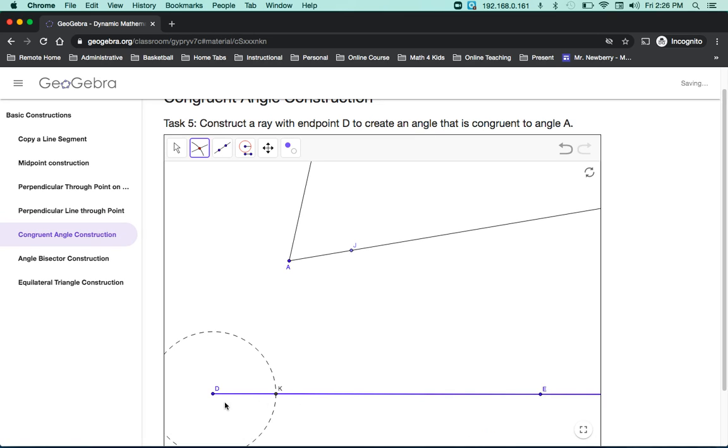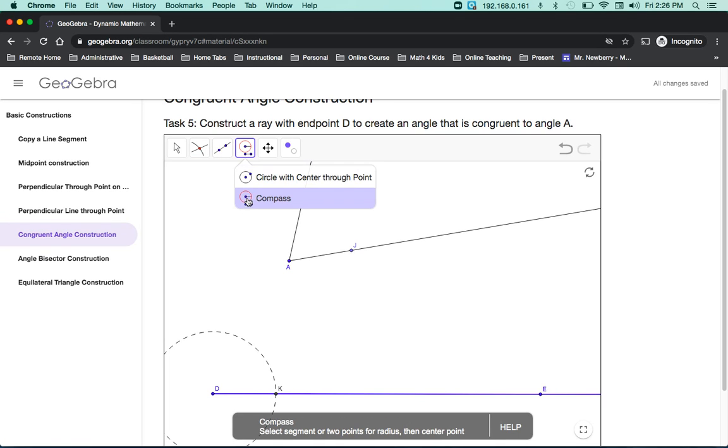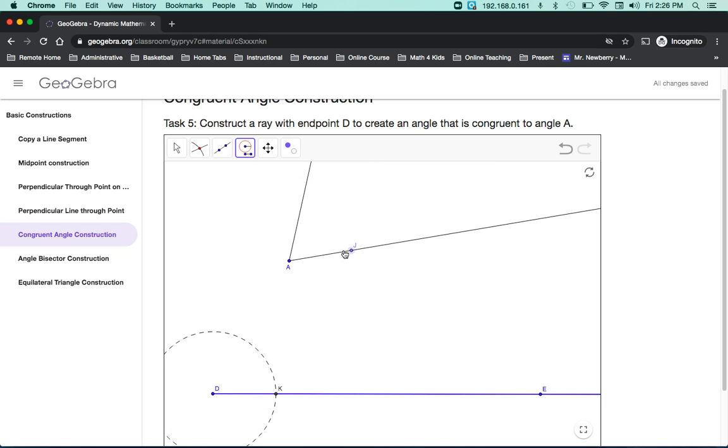I know that point K, from D to K, is the same length as A to J. All right. Next step, I need to do another compass here. I'm going to go from J to A again, but I'm going to click right away.